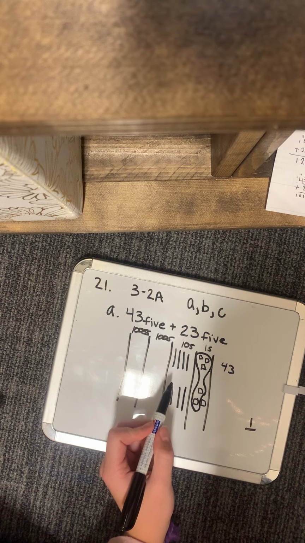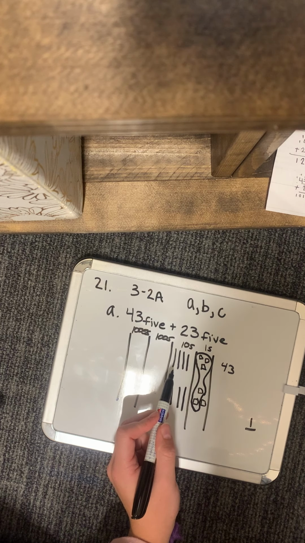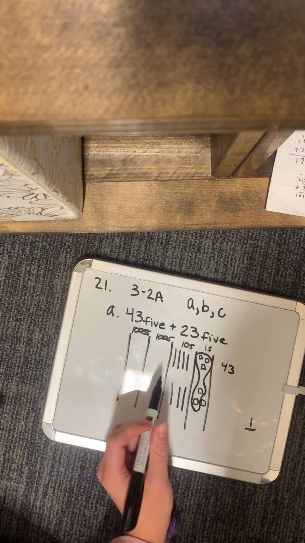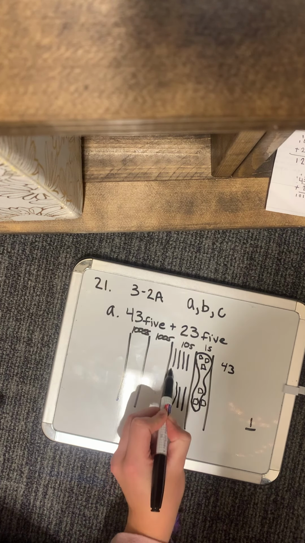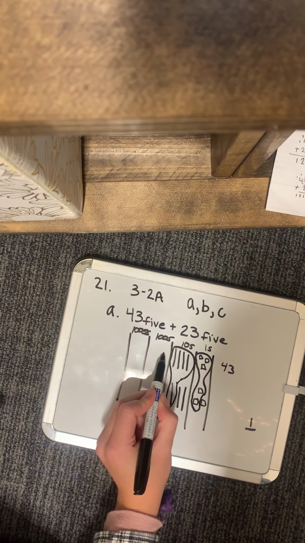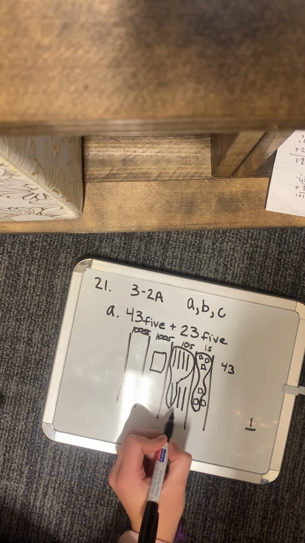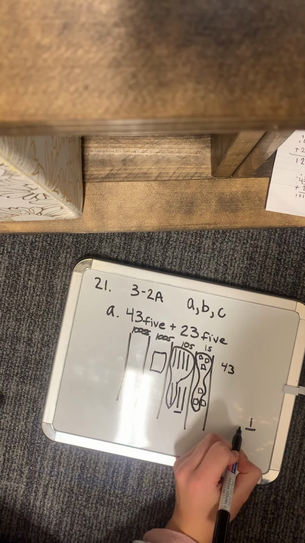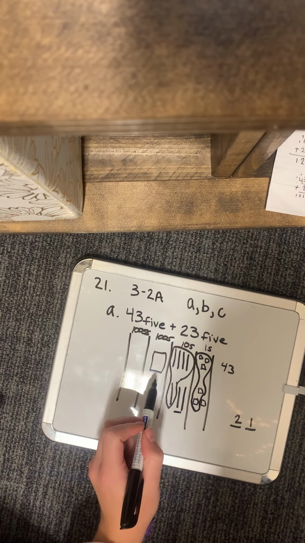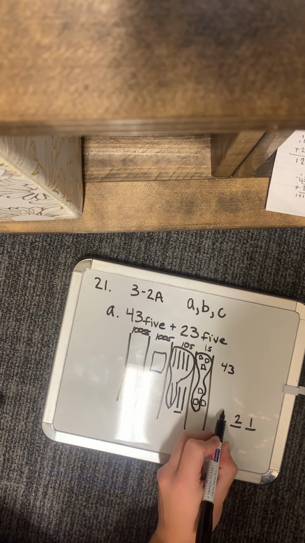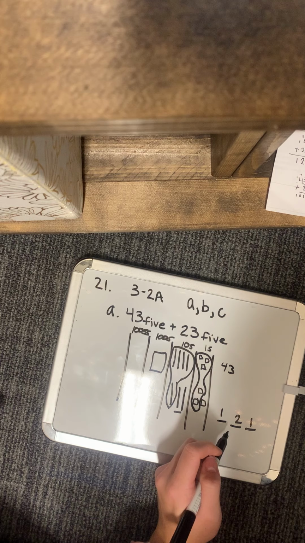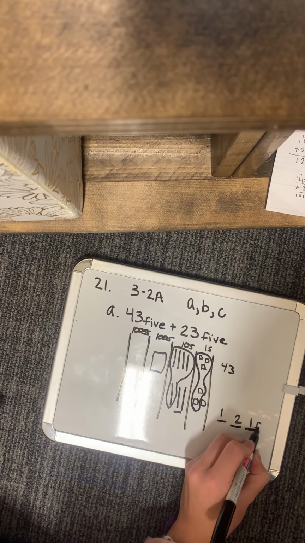So we're looking for another bundle of 5 because we're working in base 5 blocks. 1, 2, 3, 4, 5, 6, 7. We have another 5. So I'm going to circle that, and I'm going to move it to the hundreds. And I have 2 remaining in the tens. And I come over to the 100s, and I have 1. So 43 base 5 plus 23 base 5 equals 121 base 5.